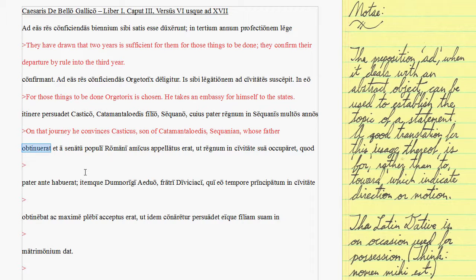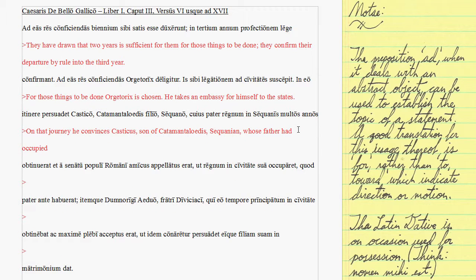And we have this hold right here, whose father had held or even occupied the kingship, or held reign or occupied reign over, I think I'll just translate it as kingship over the Sequanians for many years. And we have an et right here, and Senatu Populi Romani. So this is going to be the Senate of the Roman people, and it's by them.